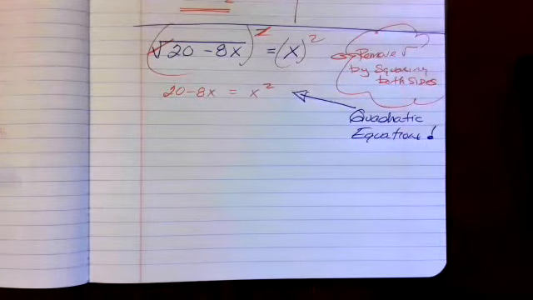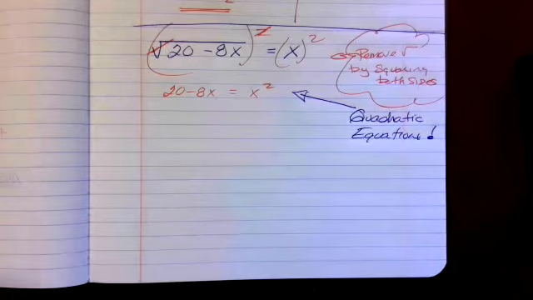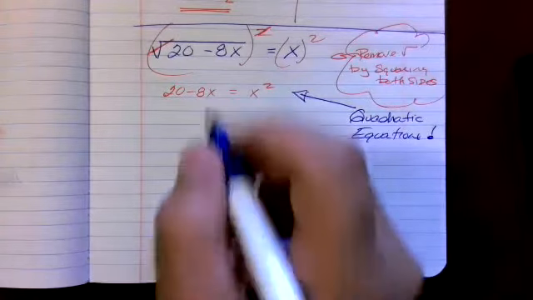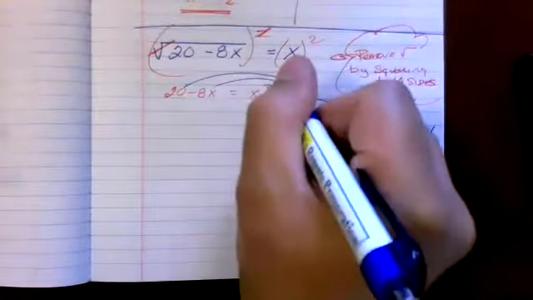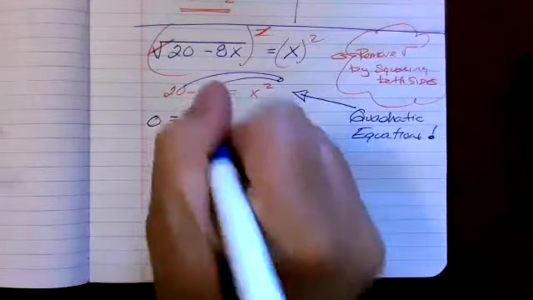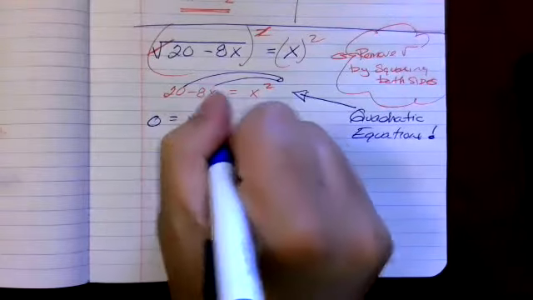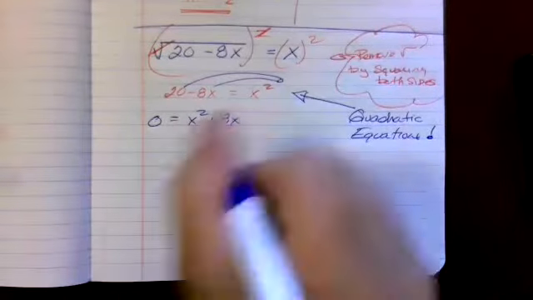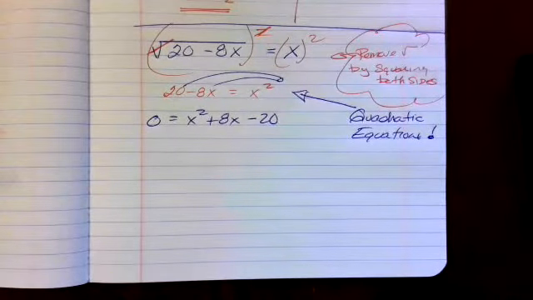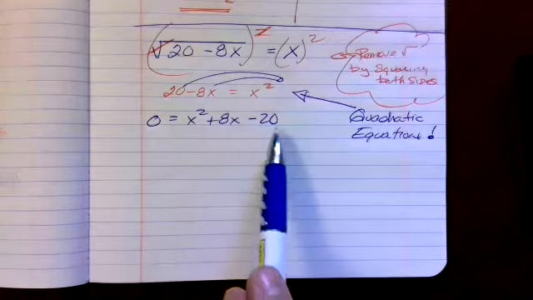We know 4 ways of solving quadratic equations, right? Factoring, square root method, completing the square, and quadratic formula. Regardless, for most of them, we want it in standard form. So I'm going to transpose these terms to this side. I'm going to have 0 equals x squared plus 8x minus 20. So now my quadratic is in standard form.